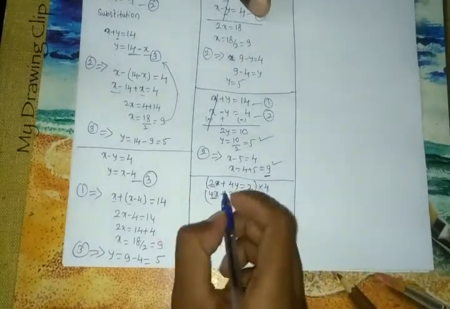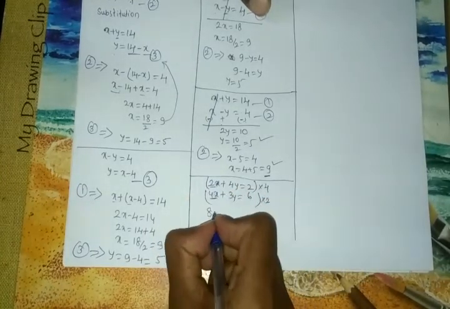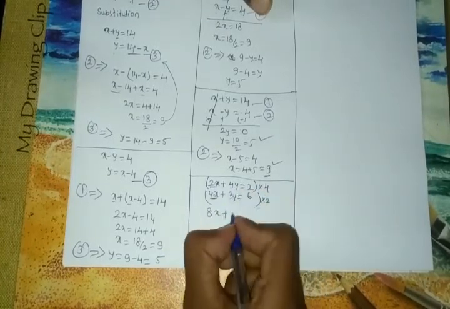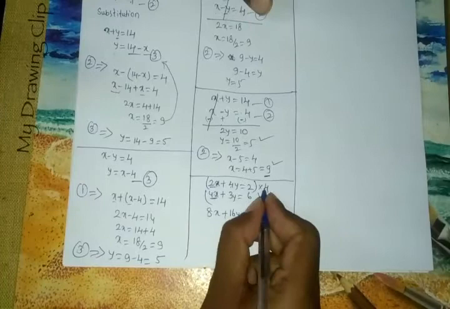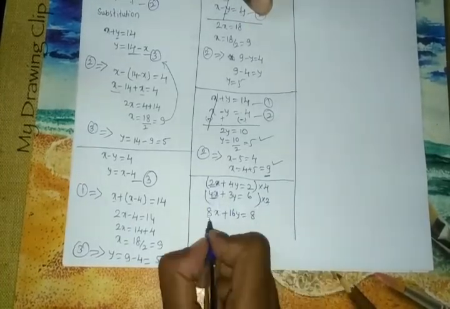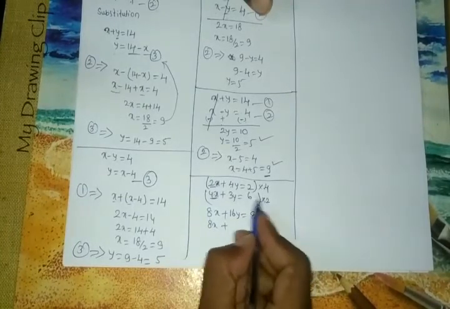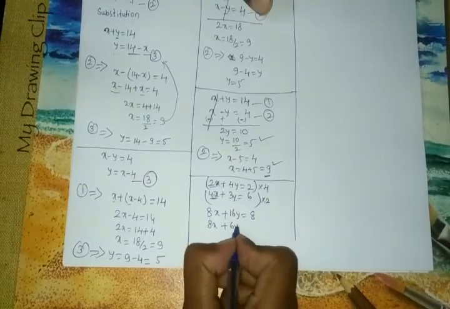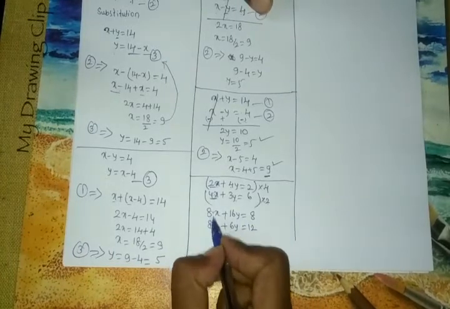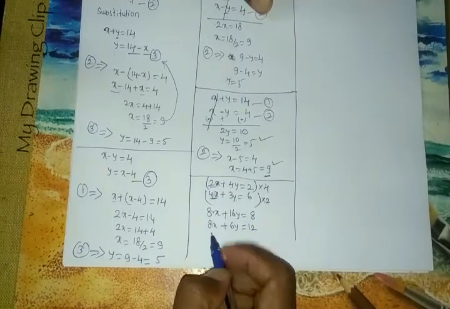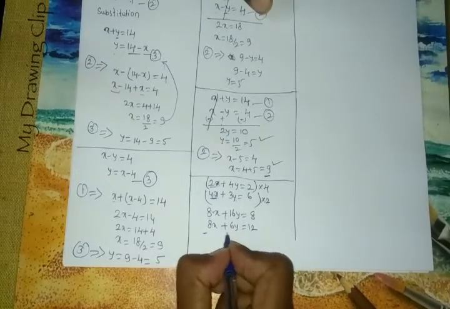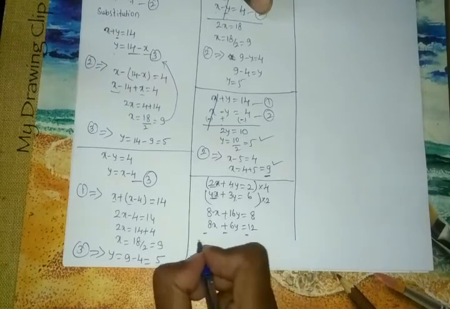Okay, so let us multiply. 4 multiplied with 2x is 8x, plus 4 into 4y, it will be 16y, and 4 into 2 is 8. So 2 into 4, again it is 8x, plus 2 into 3y is 6y, equals 12. Now both are positive, I have to make one of them negative. So let me make this one negative.